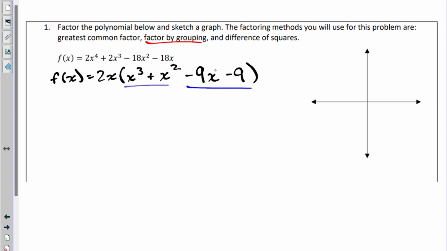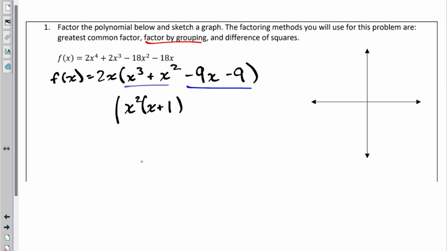And I'm going to look for things that are in common between my first group. So I'm going to look for things that are in common between x cubed and x squared. Well, there's an x squared in both of those, right? X squared can go into x cubed and x squared can go into x squared. Well, what would be left over if I factor that out? Well, it would be x cubed divided by x squared, which is just x, and then x squared divided by x squared, which is just 1, okay?